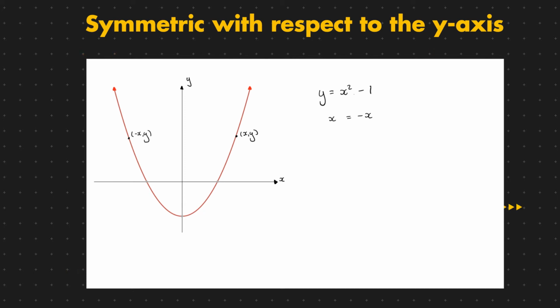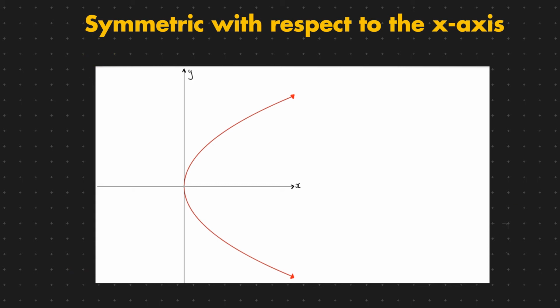So if we take our original function, we're going to say y is equal to, so we're going to replace x with negative x. So we're going to have negative x squared minus 1. And what is negative x squared? That will always be a positive value. So we'll have y is equal to x squared minus 1. So now we see that these two equations here are equivalent.